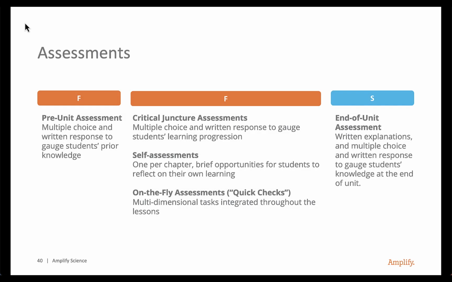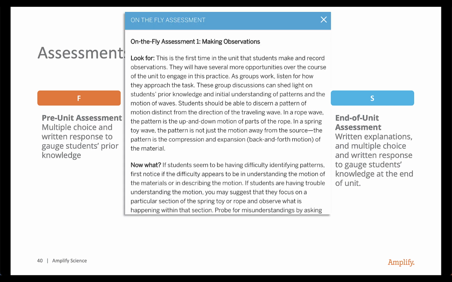We know assessments are important, and so every unit starts with a pre-unit assessment, which includes auto-graded multiple choice questions and 2 written response questions. Halfway through a unit, students have a critical juncture assessment. I'll go more in detail into that assessment with some amazing differentiation strategies. Every unit also has, every chapter has, a self-assessment. Students can reflect upon their own learning, and then embedded in the activities within a lesson, you're going to find on-the-fly formative assessments, which give you guidance on what to look for, and then the now what to make those modifications to make students successful.